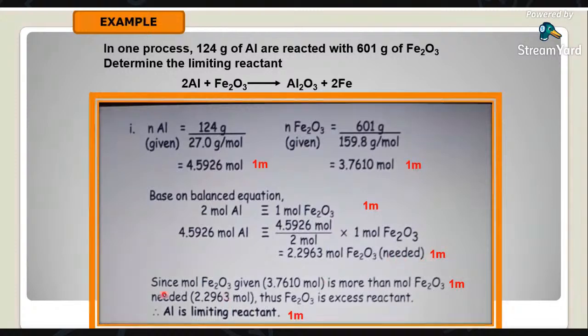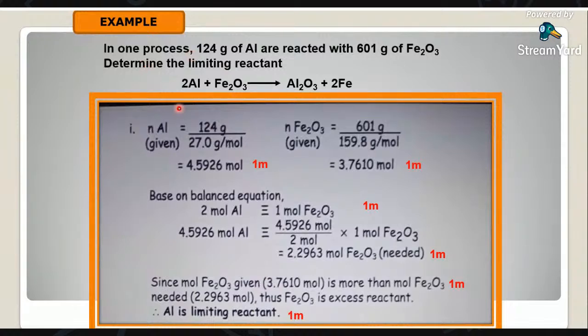And then when you write this statement, you compare number of mole needed with number of mole available. Then you have to determine which one is the limiting reactant. When you compare mole needed with mole available, you'll get 1 mark for this sentence. And when you write the conclusion, you will get 1 more mark. So now aluminium is the limiting reactant.